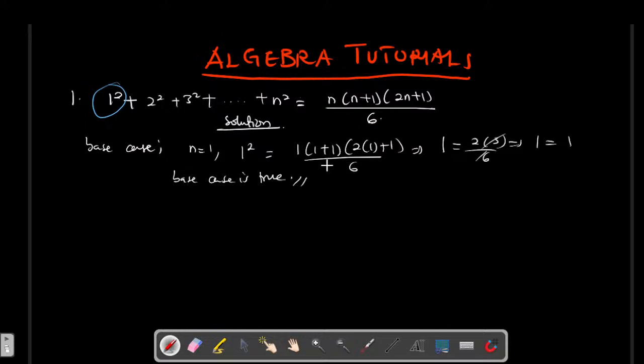Once we know that our base case is true, 1 is equal to 1, we move straight to the induction hypothesis, okay?